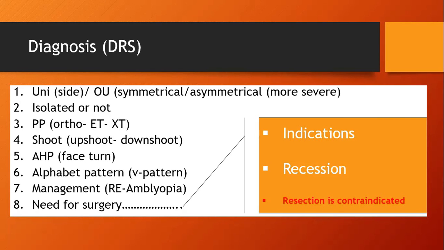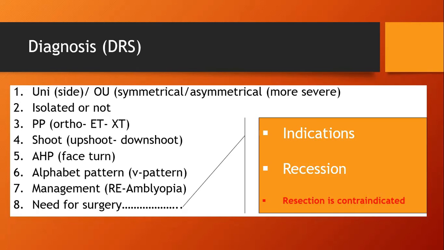Suppose you have an esotropic Duane and a significant angle, don't say I'm going to recess the medial rectus and resect the lateral rectus. This is a failing answer. We have to say recession of the medial rectus on the affected side, and if the angle is significant, you can add recession of the medial rectus on the other side. So we'll do bilateral recession of the medial rectus. So always recession, okay? Never resection or plication. And for upshoot or downshoot, you may consider Y splitting of the lateral rectus.